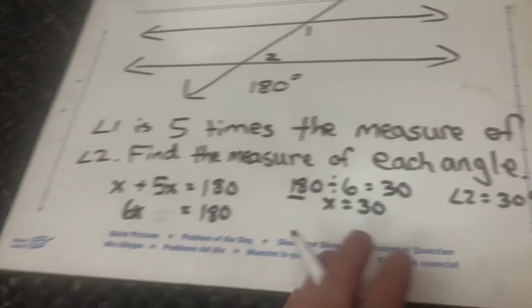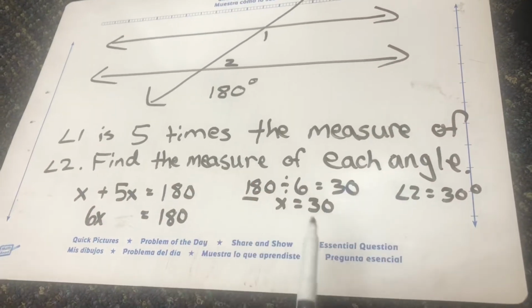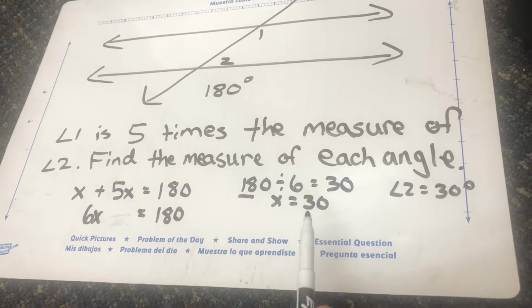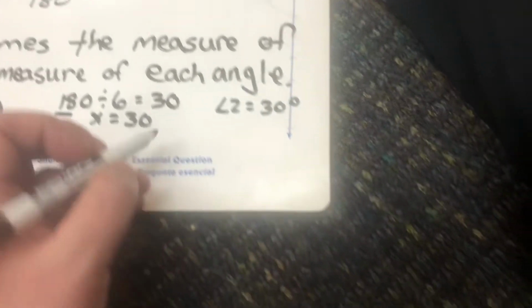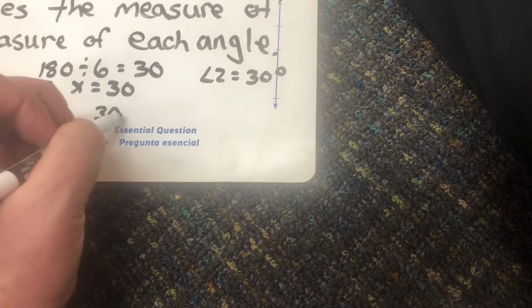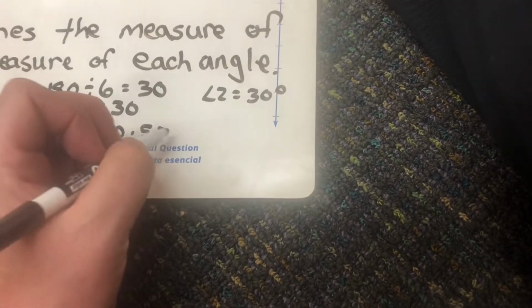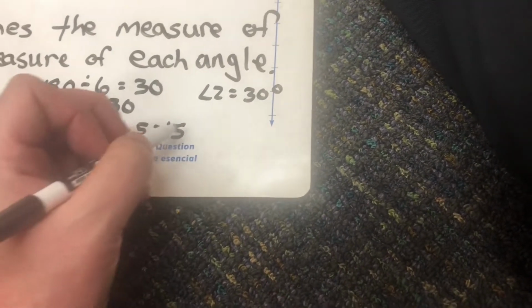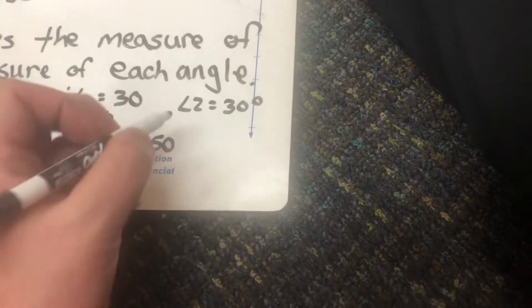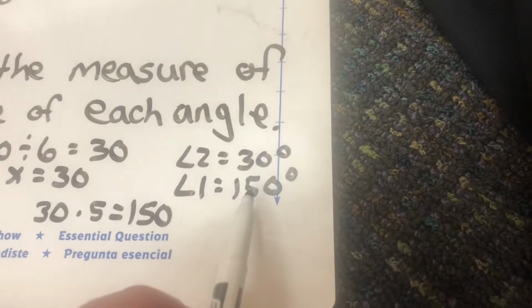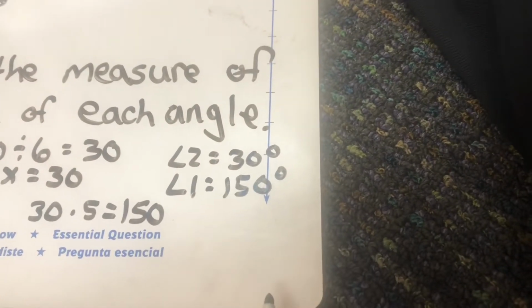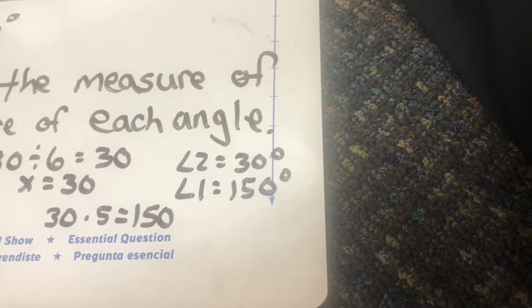But then it tells me that angle 1 is 5 times the measure of angle 2. Okay? So if angle 2 is 30 degrees and angle 1 is 5 times that, to find angle 1, I'm going to have to do 30 times 5. Well, 3 times 5 is 15. Add the 0, I get 150. That tells me that angle 1, my obtuse angle right here, has a value of 150 degrees. And sure enough, when I add 30 plus 150, I would get 180. So that's how you would do one like that.